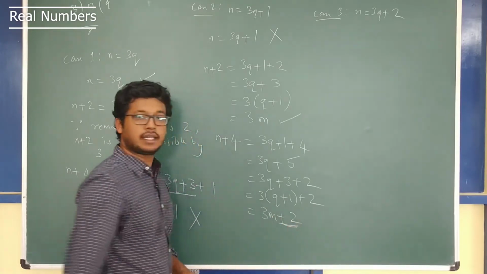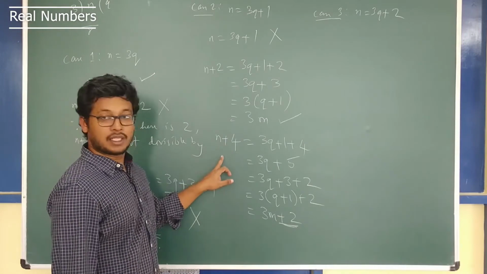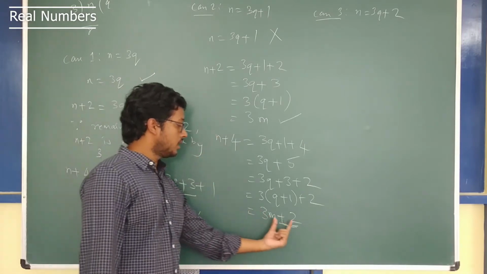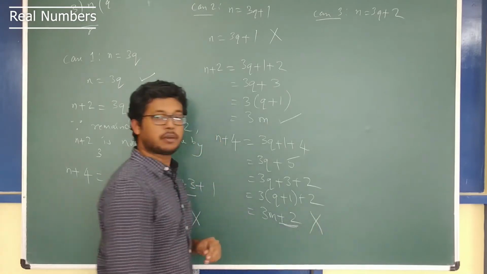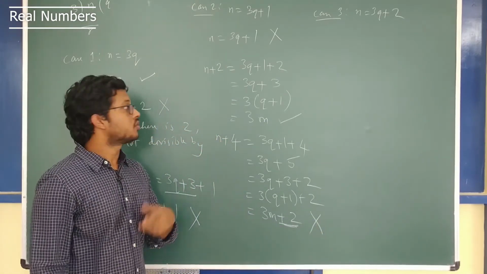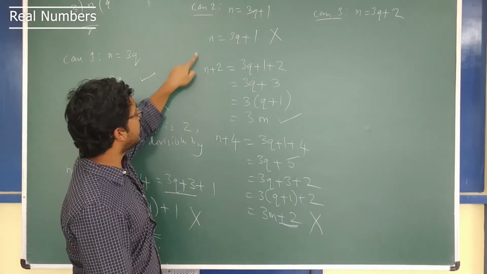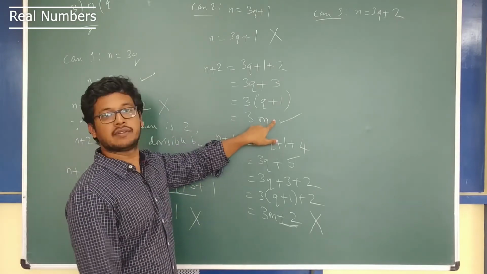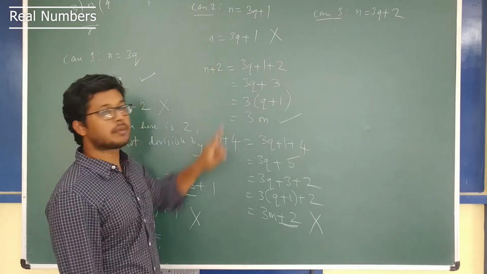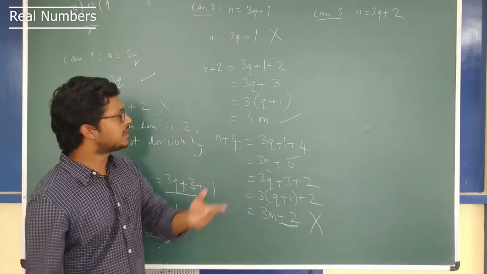Now the remainder here is 2, which means when I take n plus 4, the remainder is 2, therefore n plus 4 will not be divisible by 3. So what again we proved, between n plus 2 and n plus 4, there is only one number that will be divisible by 3, the other two will not be divisible by 3. Let's take the other form.